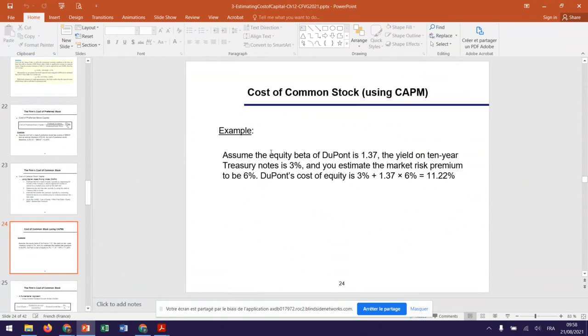Okay, so assume the equity beta of DuPont is 1.37. The yield on 10-year treasury notes is 3%. The market risk premium is 6%. So therefore, the cost of equity capital is 11.22%.